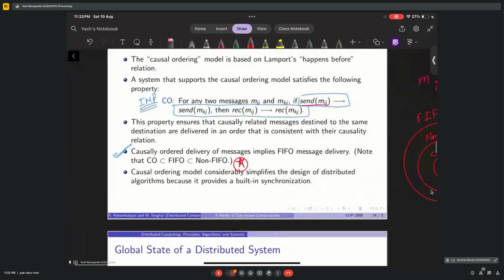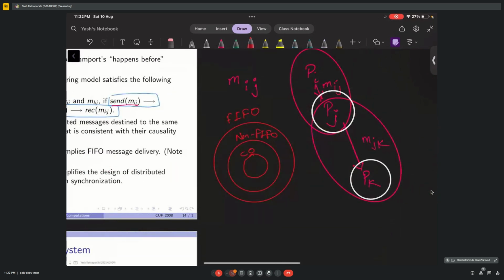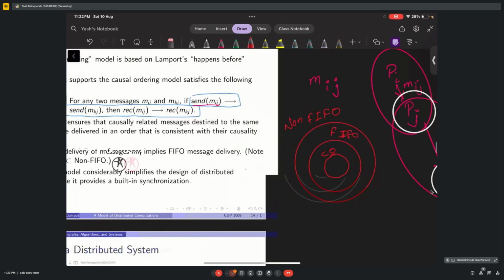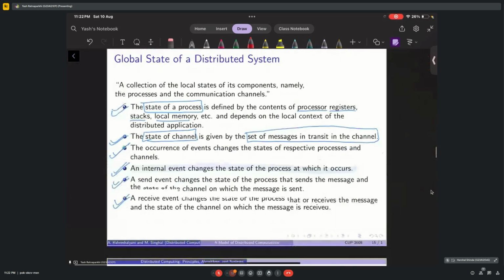This is written in the PPT; I'm not making it up on my own. Oh, sorry, non-FIFO comes outside, and FIFO will be inside. So first it will be non-FIFO, then under it FIFO, and under it causal ordering. Understood this thing? Now coming to the next thing.